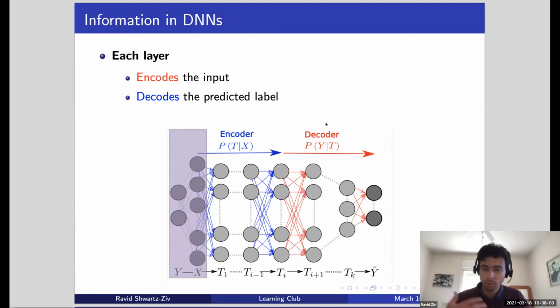And we say that you can look at each one of the layers as a random variable. And now you can ask how we encode the input to this layer and how we decode our representation to the label. Okay, so again we have the encoder and the decoder, and you can look at the information that each layer has on the input and on the label.